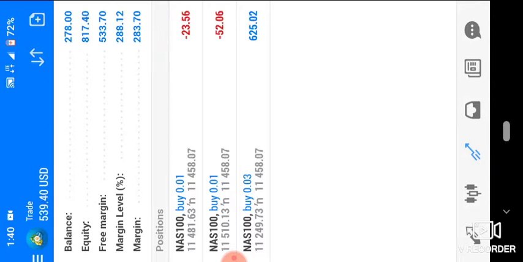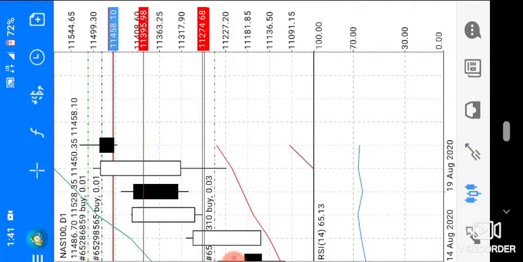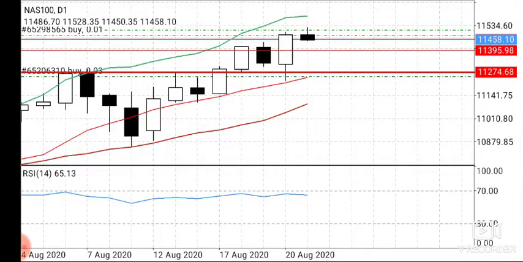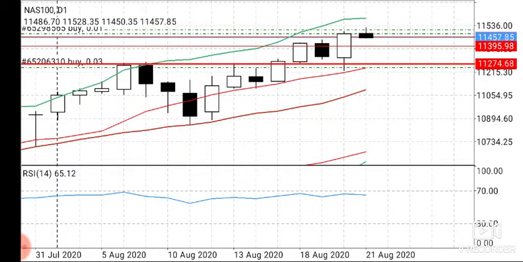I took my trade and I am in profit. So I think other trades will also be in profit as time goes on. So let's go to our MetaTrader platform. This is our MetaTrader platform. As you can see from here on our MetaTrader, I took two buys.